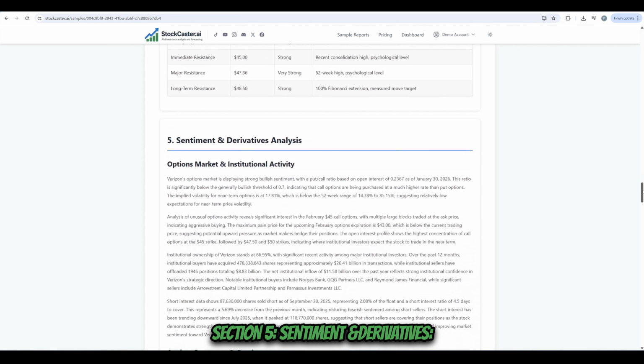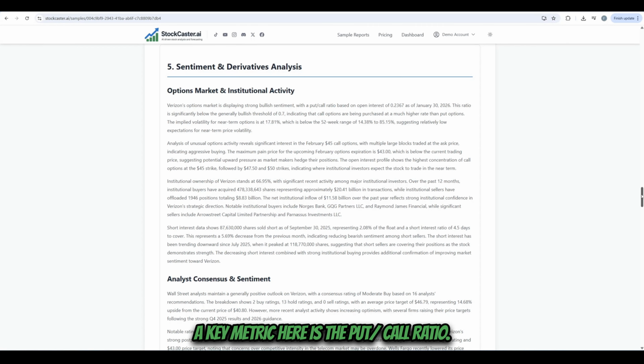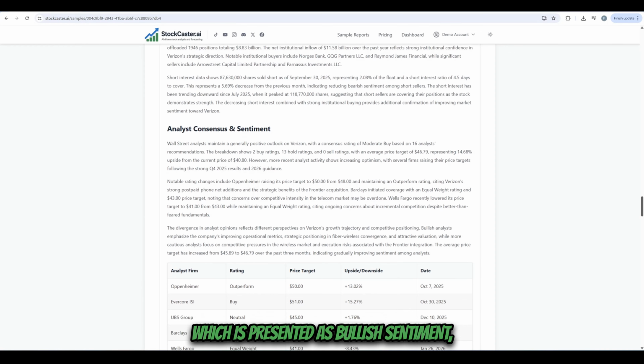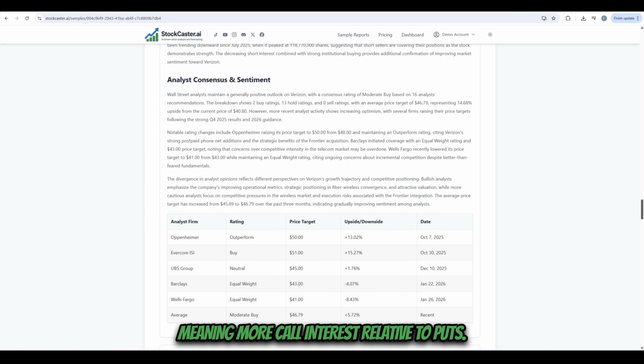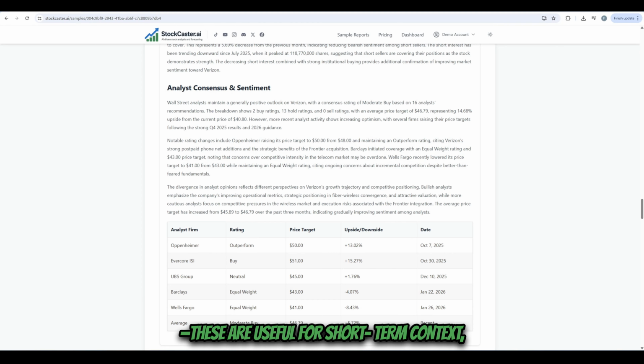Section 5. Sentiment and derivatives. This is where the report checks what the market is betting, especially in options. A key metric here is the put-call ratio. The report shows a low ratio, 0.2367, which is presented as bullish sentiment, meaning more call interest relative to puts. Then it mentions implied volatility, notable strikes, and things like a maximum pain. These are useful for short-term context, especially around option expirations.